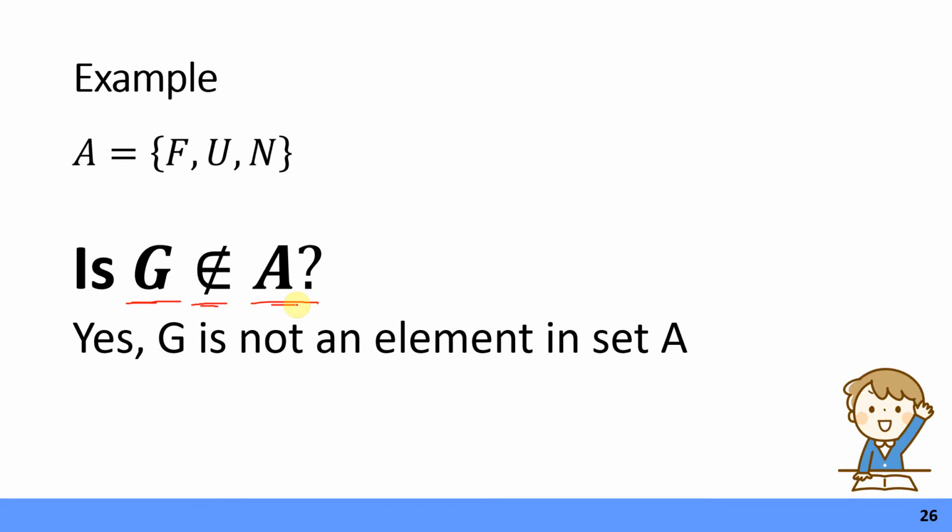Okay, if you got tricked on this one, I was going to say fast forward, just rewind 20 seconds now. Just read it again. G is not an element of A.